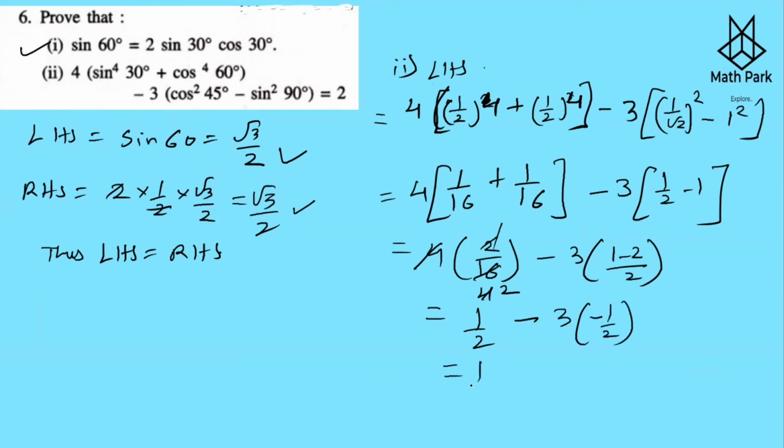So which is 1 by 2, minus of minus is plus, so plus 3 by 2. So this is 1 by 2 plus 3 by 2 is 4 upon 2, which is equal to 2. And that is our RHS. RHS is 2 here. So hence proved, LHS is equal to RHS.